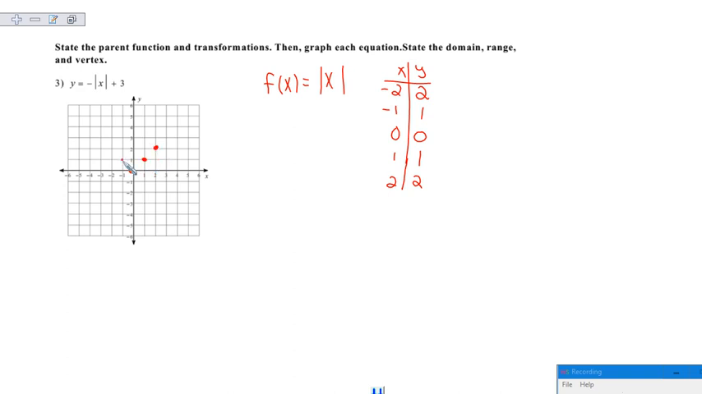And so notice this is a type of equation that gets us that V shape. Absolute values get us a straight V shape. This is because it's based on a linear function, but the negative portion reflects us. So now I need to state my transformations. A negative in front of a parent function is a reflection over the x-axis. So we have a reflection over the x-axis.